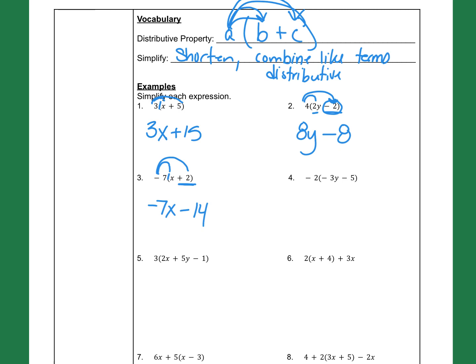There's a lot of negatives on number 4, so be careful with this one. We're taking negative 2 times a negative 3y. Negative 2 times negative 3 is a positive 6, and it has the y attached to it. And then a negative 2 times a negative 5 is a positive 10. So we attach plus for positive 10.